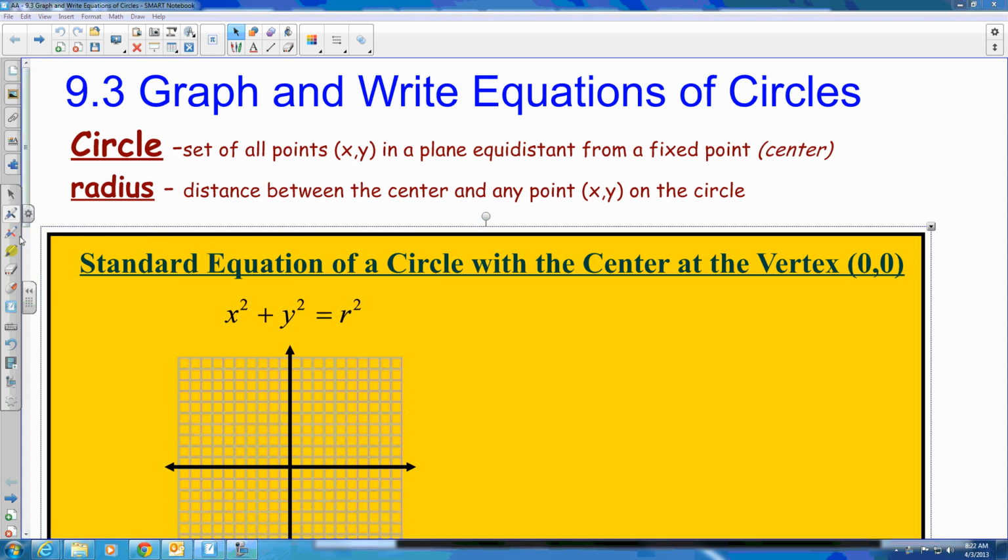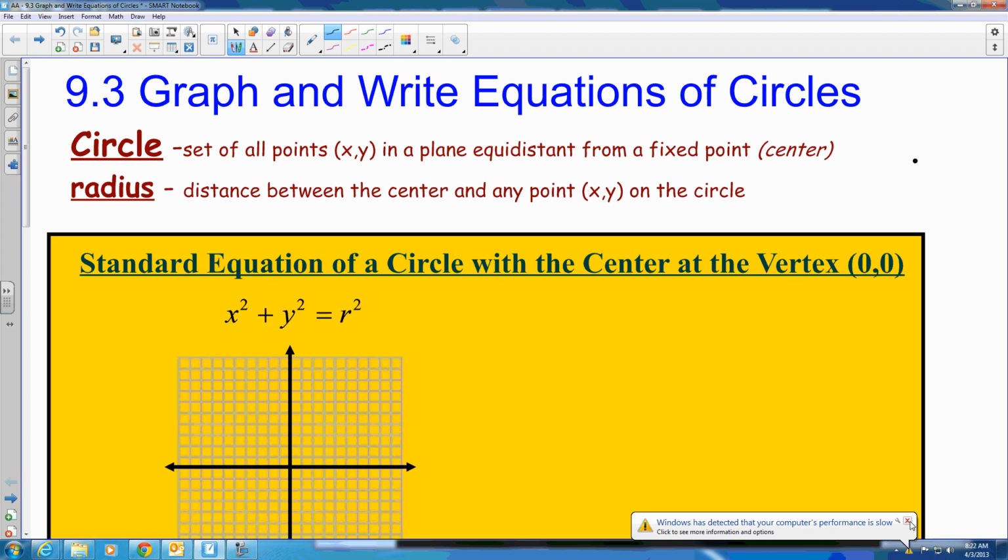Alright, so we are in section 9.3 where we are graphing and writing equations of circles. The definition of a circle is the set of all points x and y in a plane equidistant to a fixed point, which is called the center. The radius happens to be the distance between the center and any point of the circle.